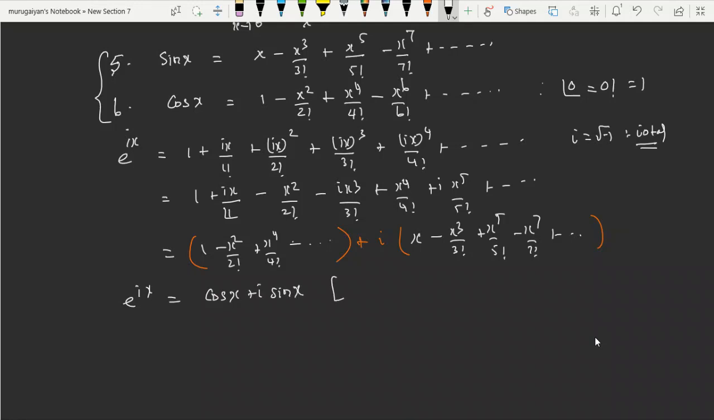This result is familiarly known as Euler's formula. What is the name of the result? Euler's formula.